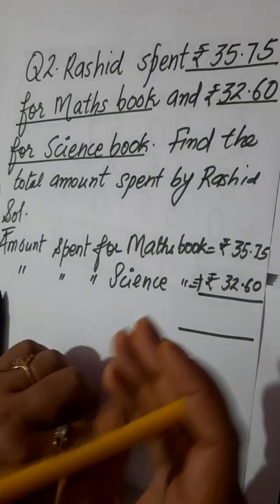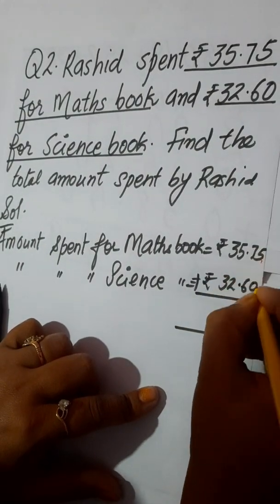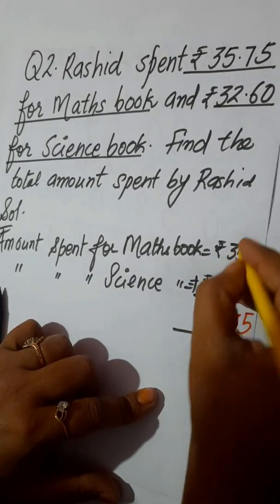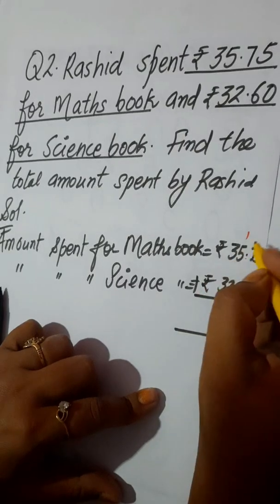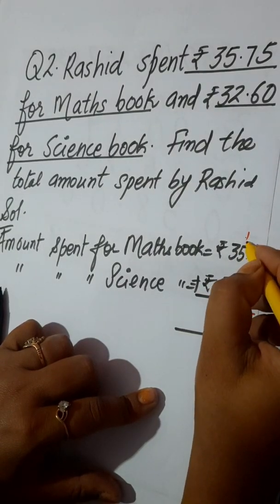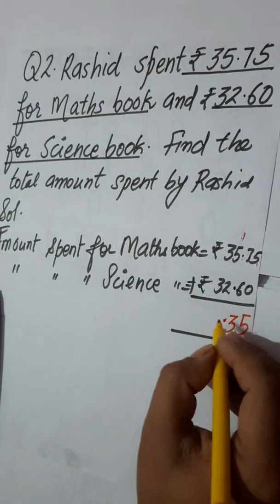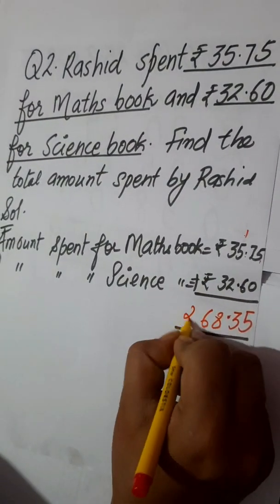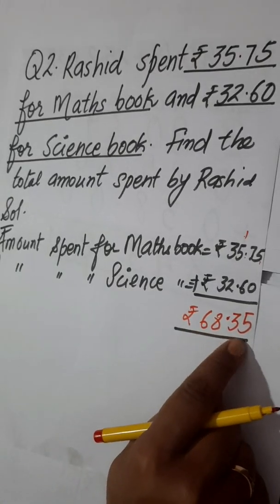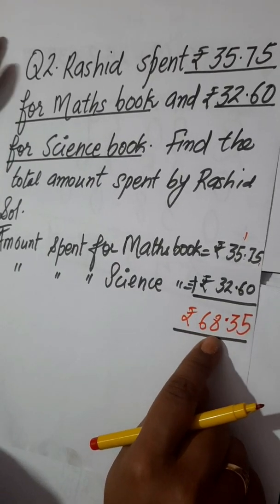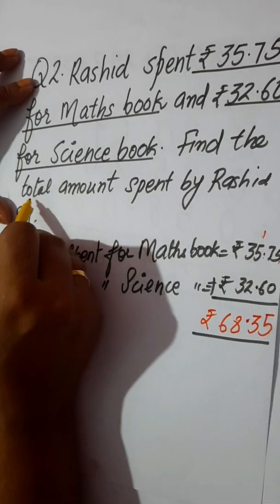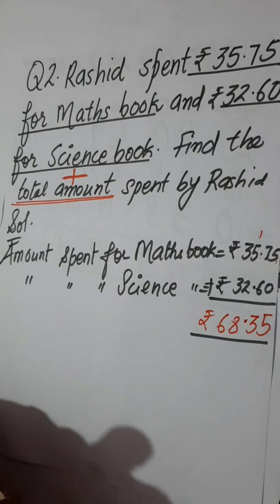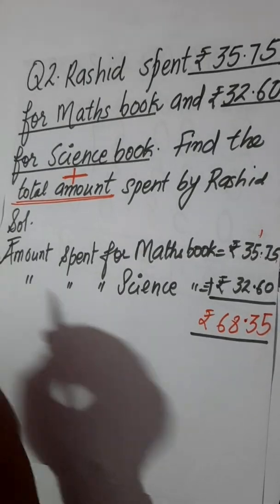Now when you add, 5 plus 0 is 5, 7 plus 6 is 13, 1 carry, put decimal below decimal, 1 plus 5 is 6, 6 plus 2 is 8, and 3 plus 3 is 6. So your answer is 68.35, that is 68 rupees 35 paise. Since you have to find the total amount, we just add both the values.